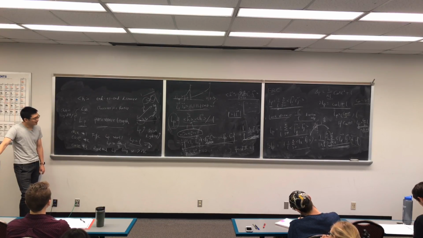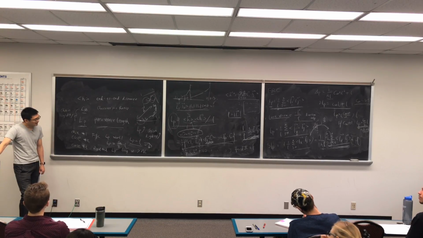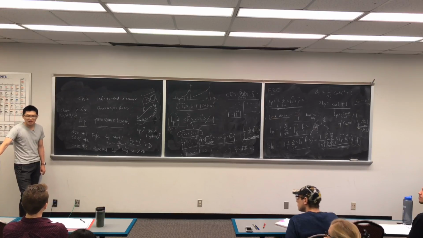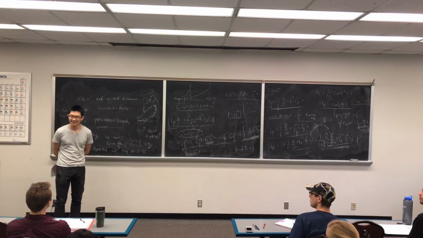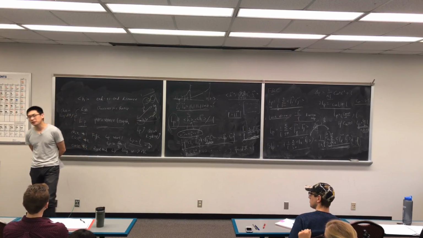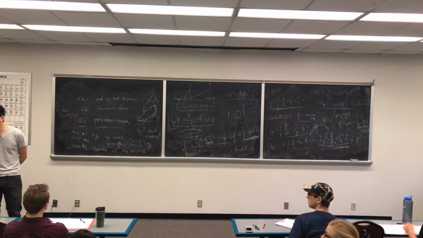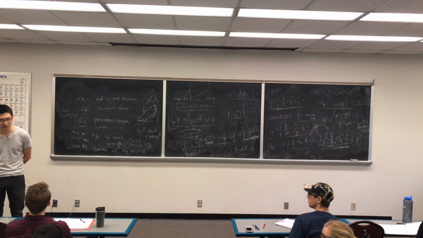Well, persistence length we talked about. We're going to talk about one more term today. It's not used a lot of the time, but you absolutely have to know the name. It's called the Coulomb length.